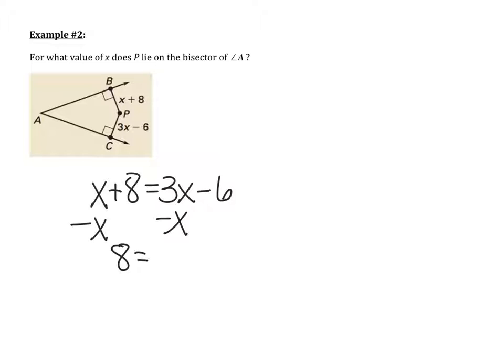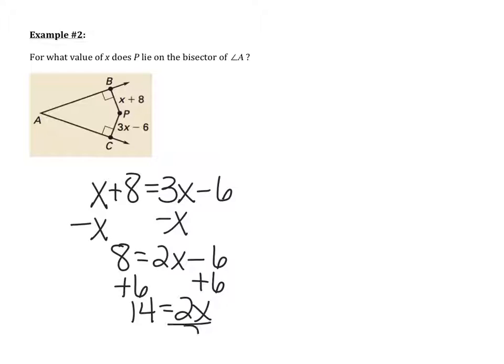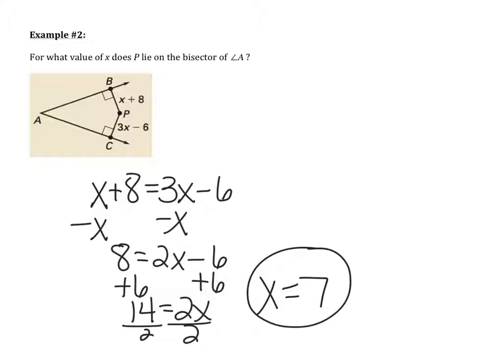So I have 8 equals 2x minus 6. Add 6 to both sides, so I have 14 equals 2x. Divide both sides by 2. So I get x equals 7. If x were equal to 7, then point P would lie on the bisector of angle A.